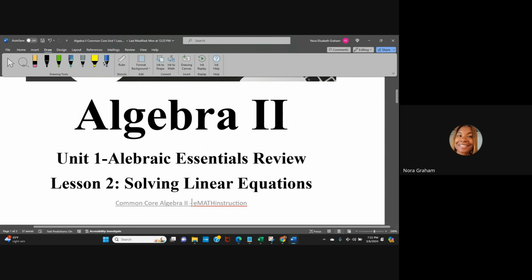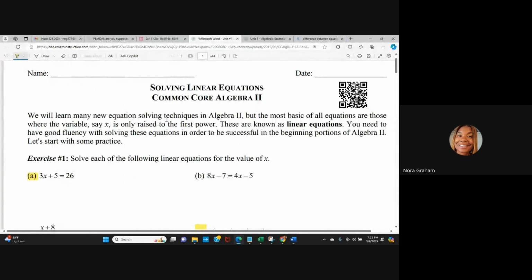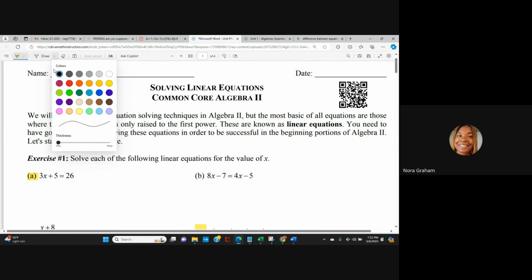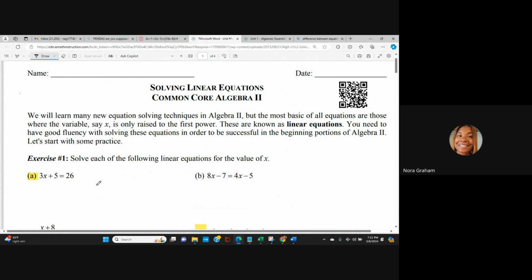For this specific video, I'm going to go right off from the book. Like I said, this is just review before we really get into the nitty gritty for Algebra 2. So let's get into it. It says solve each of the following linear equations for the value of x. This is just a review of Algebra 1. When we solve for x, we're going to use our properties. I'm only going to do the highlighted ones. If you want to see the unhighlighted ones, leave a comment and I'll do them. So let's go ahead and do a fresh review of this one.